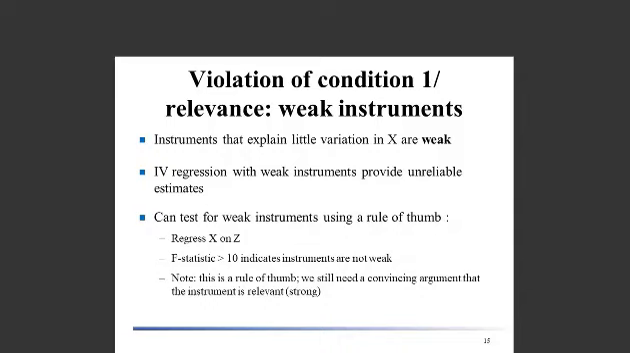If the first condition of relevance is violated, we would say that the instruments are weak. Instruments that explain little variation in X are considered weak. IV regression with weak instruments will provide unreliable estimates. We can test for weak instruments using a rule of thumb. We can regress X on Z, and if the F statistic is greater than 10, that indicates the instruments are not weak. This is just a rule of thumb. In general, we still need a convincing argument that the instrument is relevant or strong.